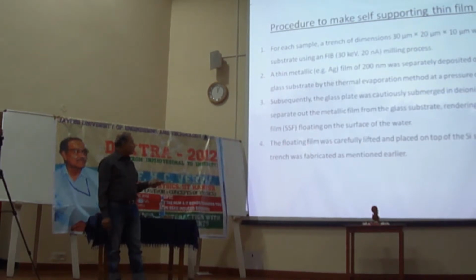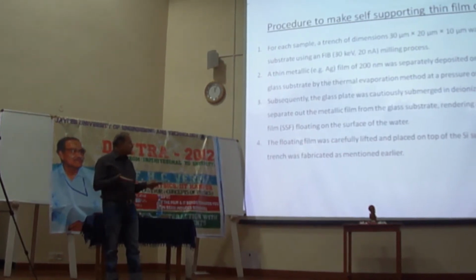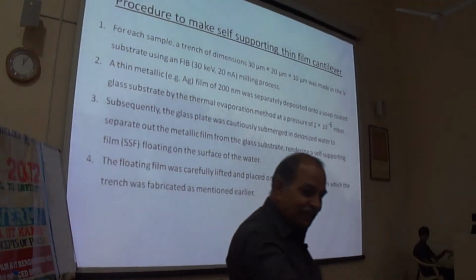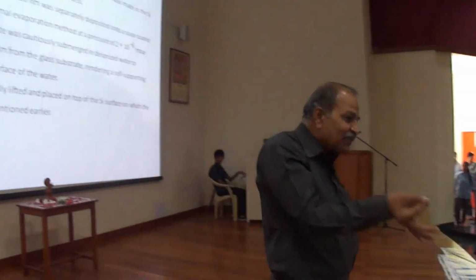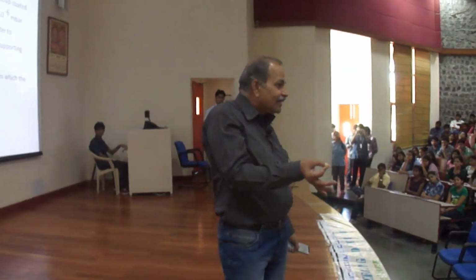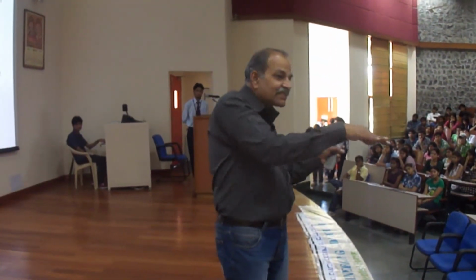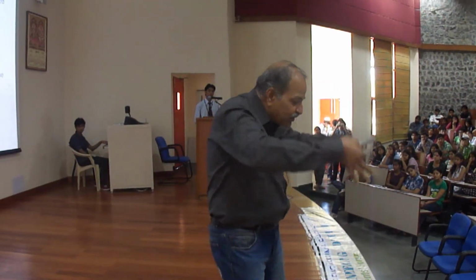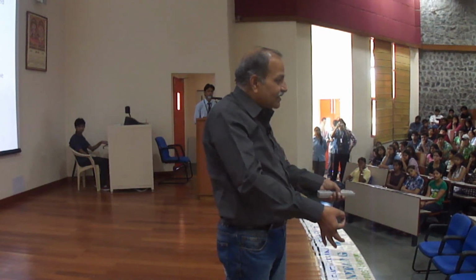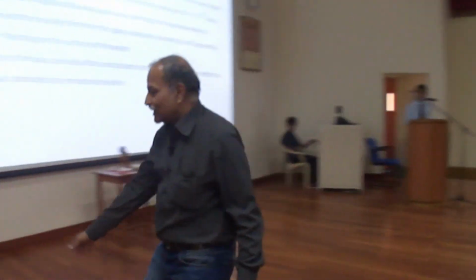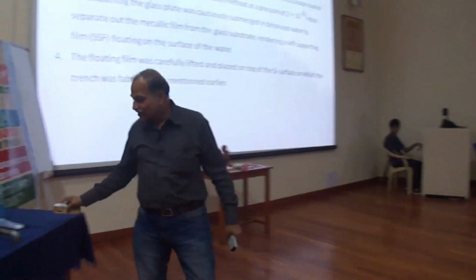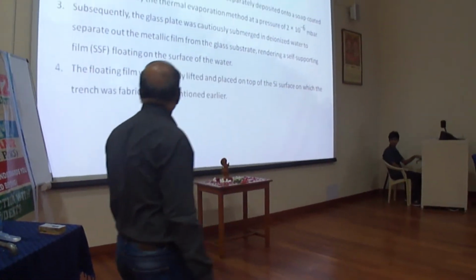Then this floating film was carefully lifted and placed on top of the silicon surface on which the trench was fabricated. So that film was lifted from that water tank, and on this silicon substrate in which we had made that trench, this film was just put there. So this is that part. It was just put there, and this became the starting material.